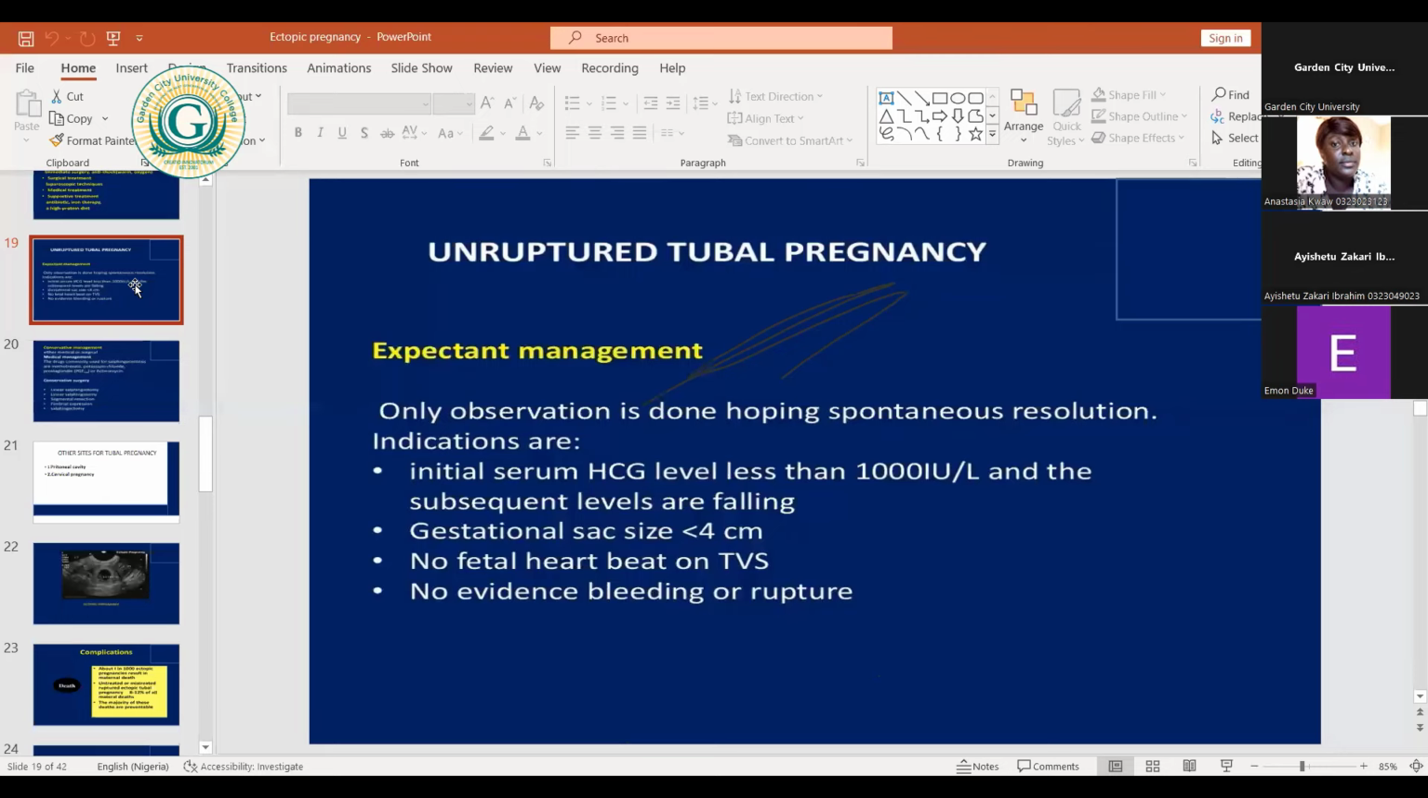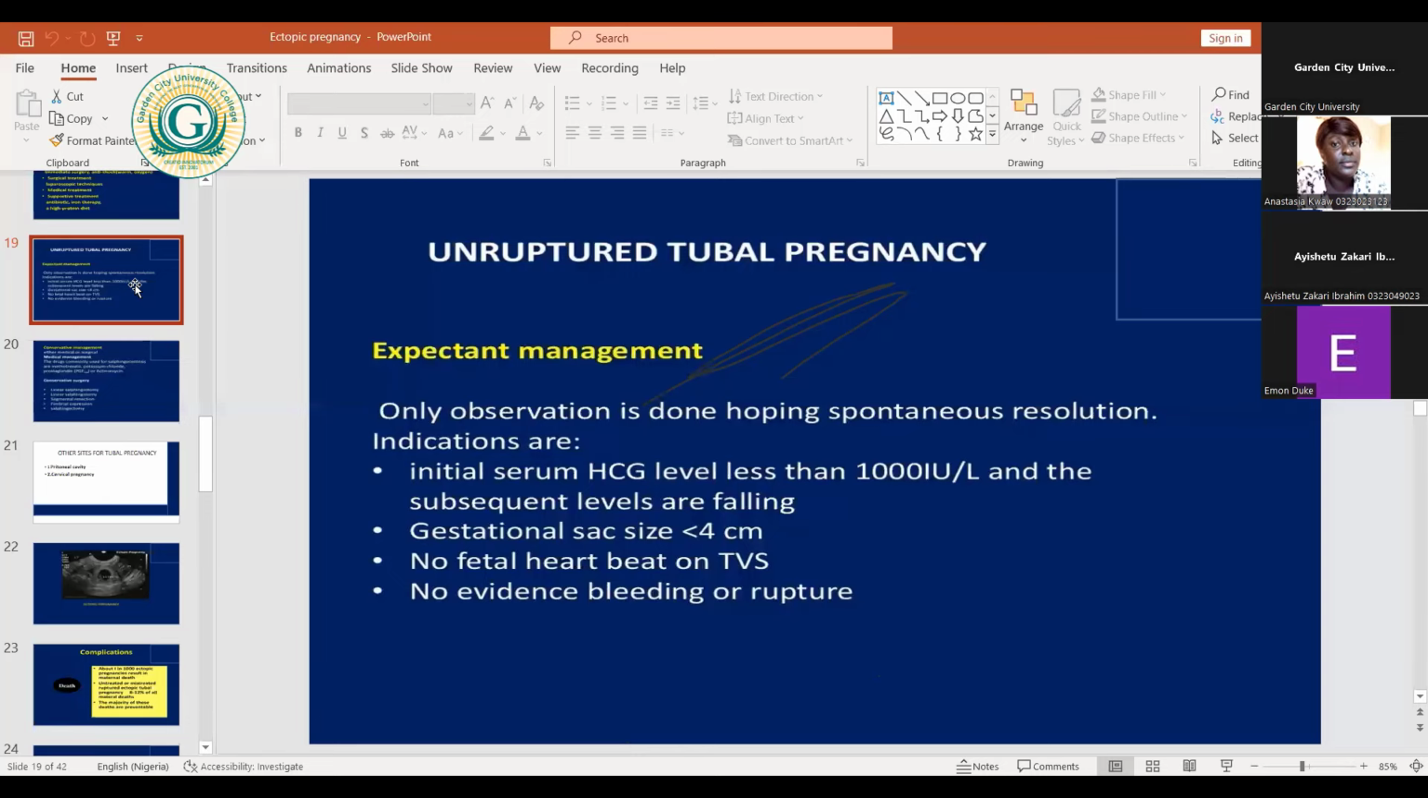And then if the ectopic is unruptured, expectant management is observation, hoping that there will be spontaneous resolution. And indications for this expectant management or observation are initial serum HCG level is less than 1,000 international units per liter. And the subsequent levels are falling. When they are increasing, you can't subscribe for that.